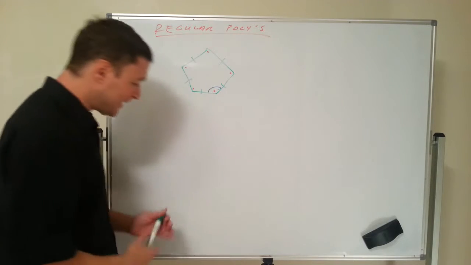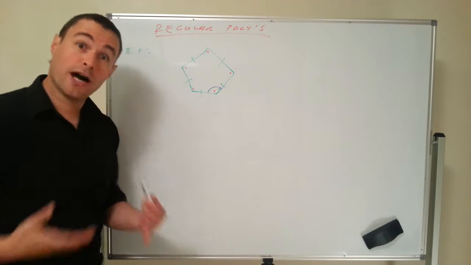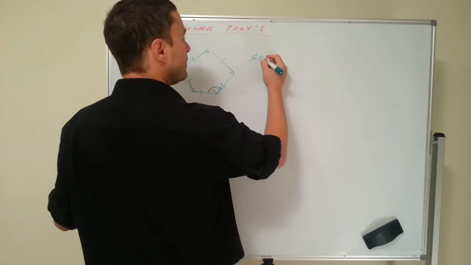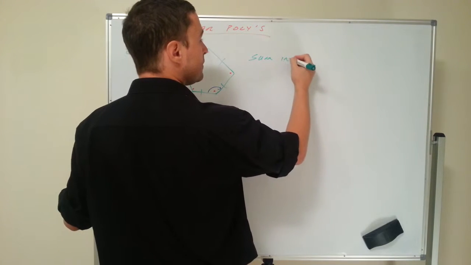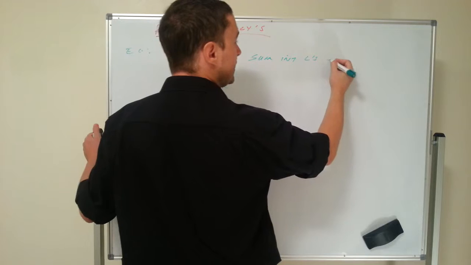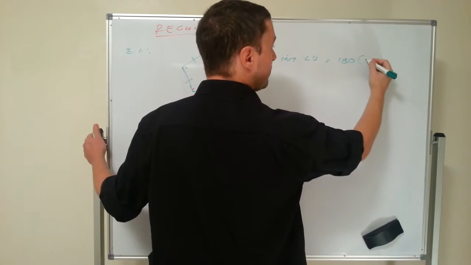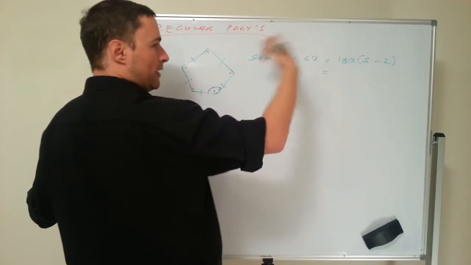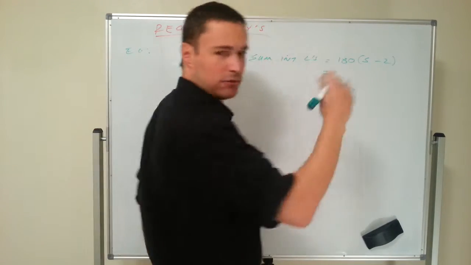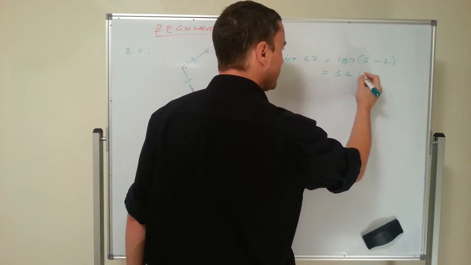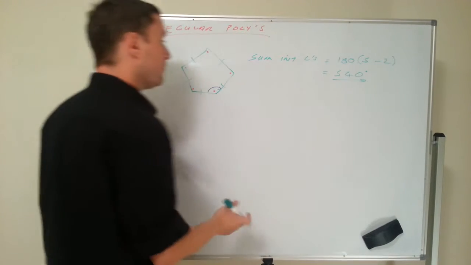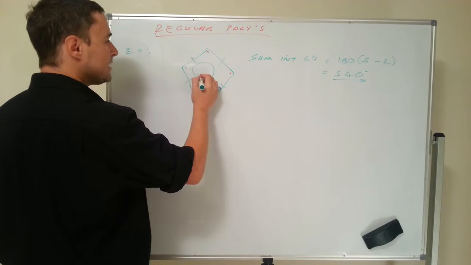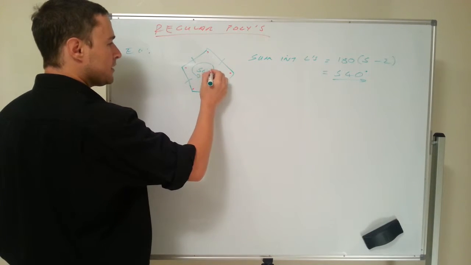So, let's take a look at this. From the previous video, we know how to work out the sum of the internal angles of a pentagon. The sum of the internal angles equals 180 times my number of sides minus 2. 5 minus 2 is 3, 180 times 3 is 540. So that's the sum of the internal angles. All of these added together gives me 540 degrees.